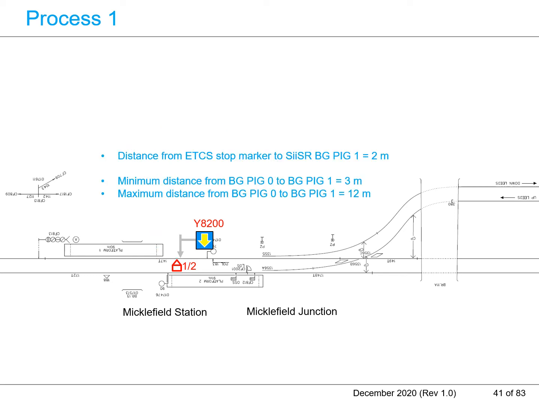The distance from the ETCS stop marker to the PIG-1 balise is 2 meters. The minimum distance between the PIG-0 and the PIG-1 balises is 3 meters. The maximum distance between the PIG-0 and the PIG-1 balises is 12 meters. The balise symbol in this diagram depicts the PIG-1 balise.